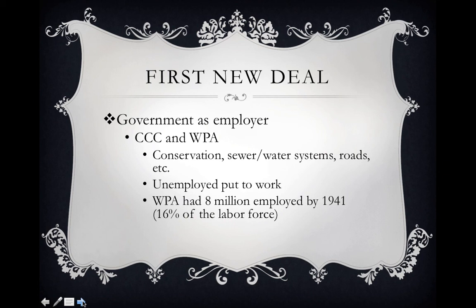Realize that the government became a large employer during this time period. We have the Civilian Conservation Corps. We have the Works Progress Administration. These entities paid individuals to engage in conservation activities, build water and sewer systems and roads, basically building infrastructure. It took those individuals who were unemployed and actually put them to work. And realize the scope of this. The Works Progress Administration had 8 million people employed by 1941. Roughly 16% of the labor force was employed and being engaged in producing these public works. So you can see how important the federal government became as an employer during this time period.